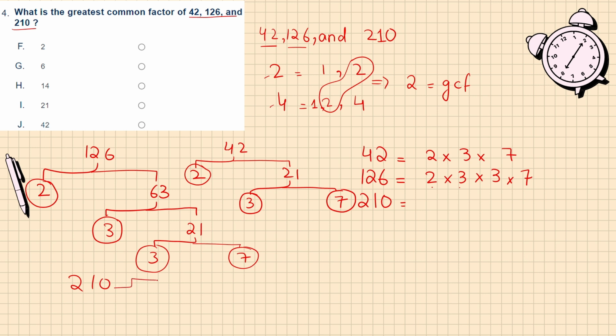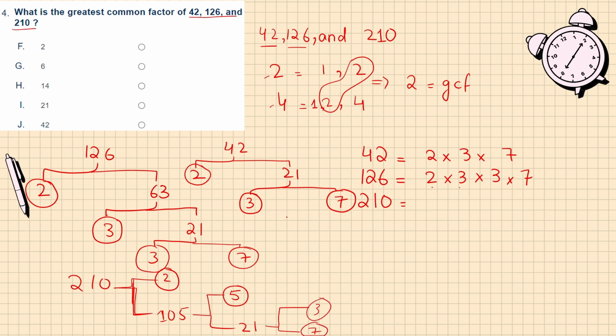Okay, so we have the number 210. Now we can divide this number into two numbers, 2 and 105, and then we can divide 105 into two numbers. Let's say one is 5 and the second one is 21, I guess, right? We cannot circle 21, so we can divide 21 into two numbers, 3 and 7. Now you can circle 7 and 3.